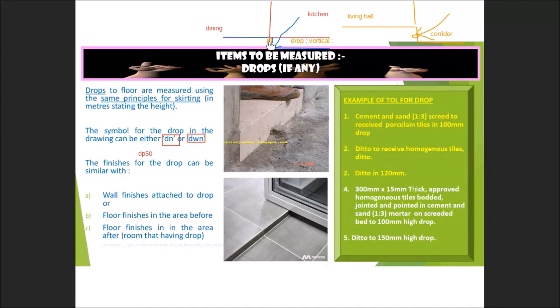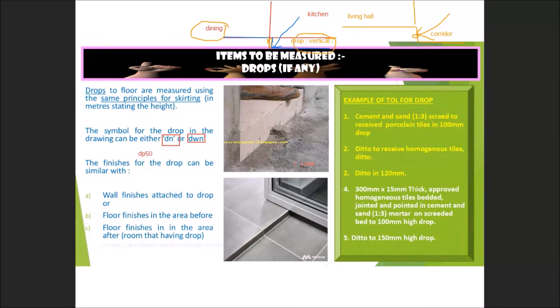Because this drop may be attached to the brick wall, it can be similar to the material of the floor finishes. It can also be similar to the material of the wall finishes. If it is similar to the wall, you have to take note of the information clearly, whether this drop follows the material for the dining or the material at the kitchen. So there are a few probabilities.